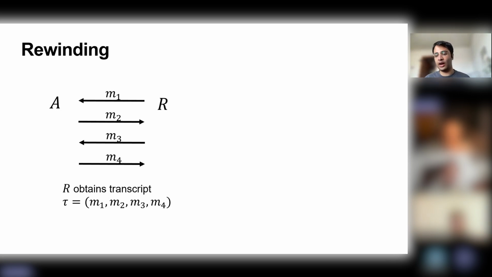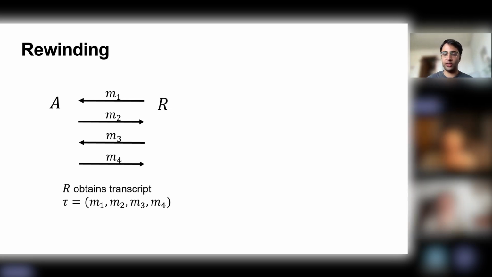So R is going to try to use an adversary to break the assumption C. The way it does it is by trying to obtain two transcripts of the protocol. First, R runs the protocol once: send message M1, receive message M2, send message M3, receive message M4, and finally obtain this transcript tau, which is M1, M2, M3, M4. This is one run of the protocol.